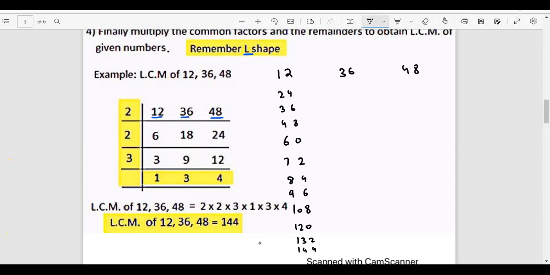Acha, 36 multiplied by 2 would give you 72. Then 36 multiplied by 3 would give you 108. Then 36 multiplied by 4 would give you 144. ठीक है, 36 क्या आ गए, 48 के देखते हैं. 48 multiplied by 2 would give you 96. And then 48 multiplied by 3 would give you 144. 144. तो Okay, ma'am.